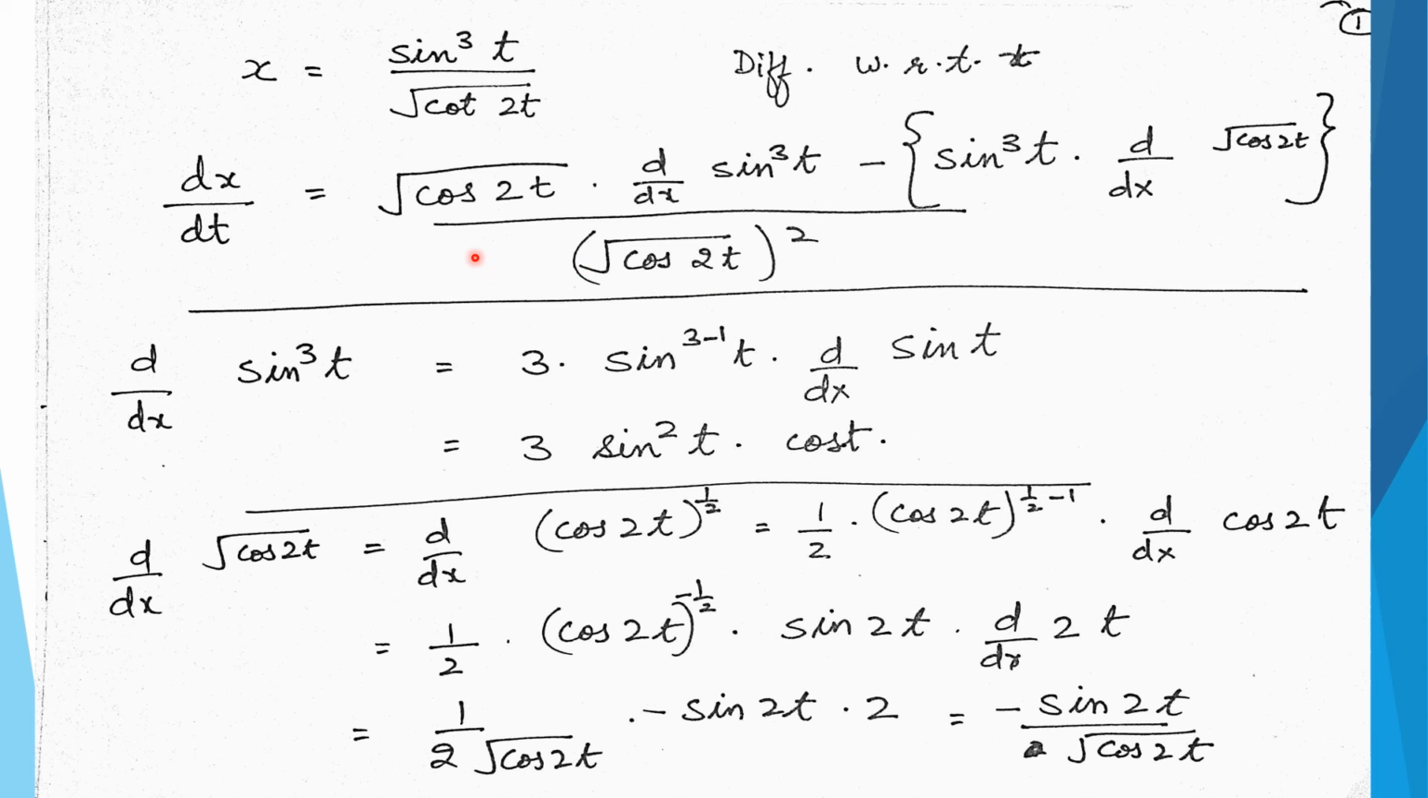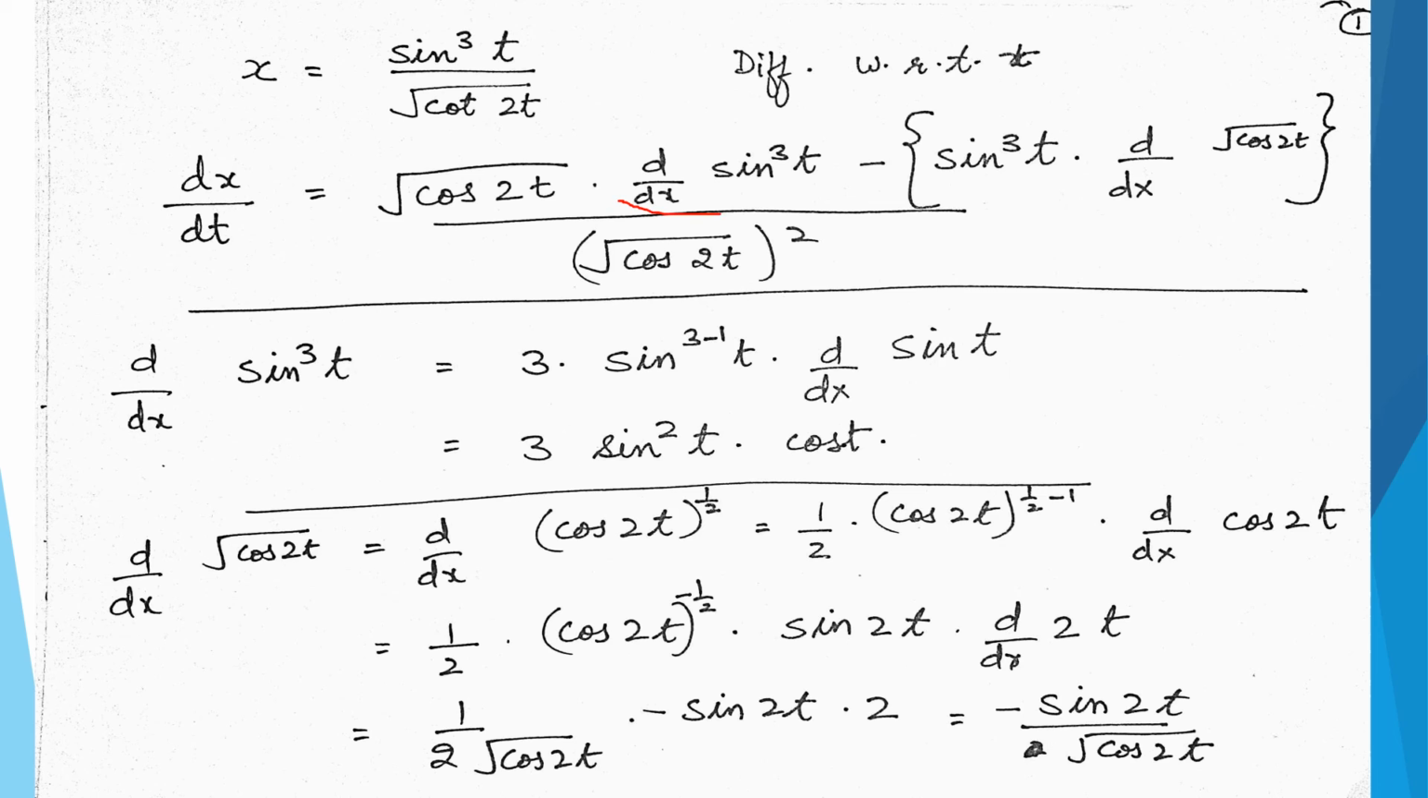In the numerator, you will write v, that is the denominator as it is, under root of cos 2t multiplied by the derivative of the numerator, d by dt sine cube t, okay? Minus, big bracket starts, the numerator sine cube t as it is multiplied by the derivative of the denominator, that means d by dt under root of cos 2t. Now we have separately solved this d by dt sine cube t. From here we shall take it and solve it separately.